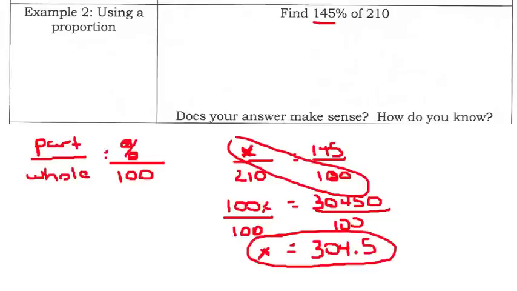And so if x is equal to 304.5, we have to see if our answer makes sense. And how do we know? Well, we know that 100% of 210 is 210. And we know that 50% of 210 is 105. So if we add the two together, 145% would be about 315. Or 150% of 210 is 315. So 145%, would that be about 304.5? My answer is yes, so that does make sense.